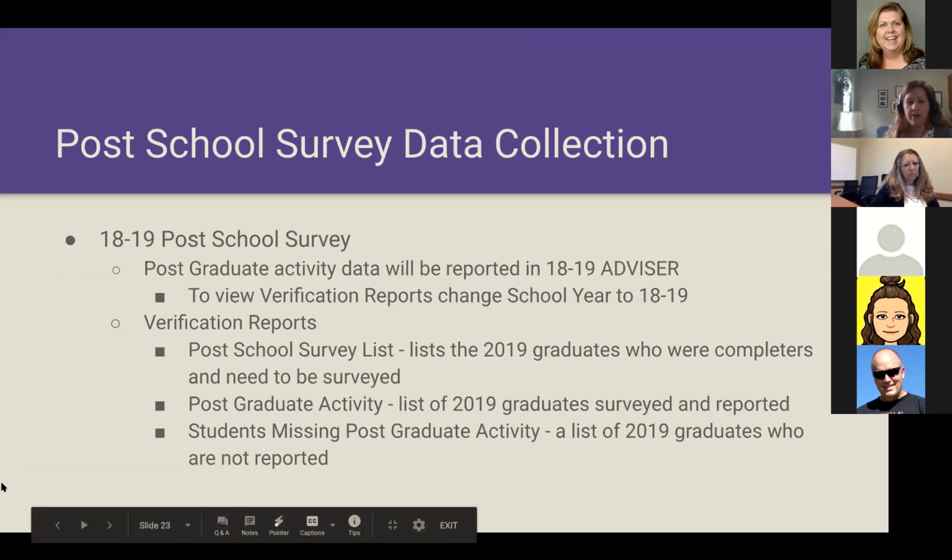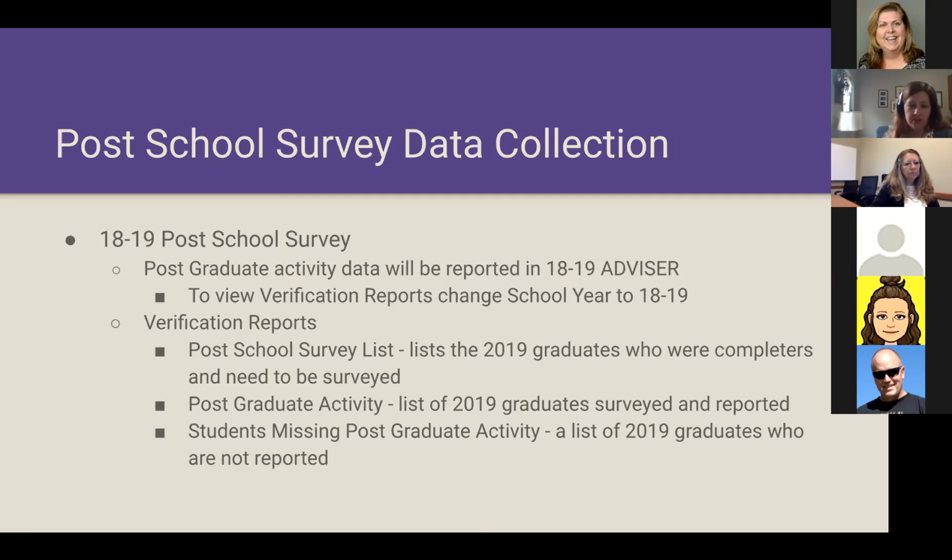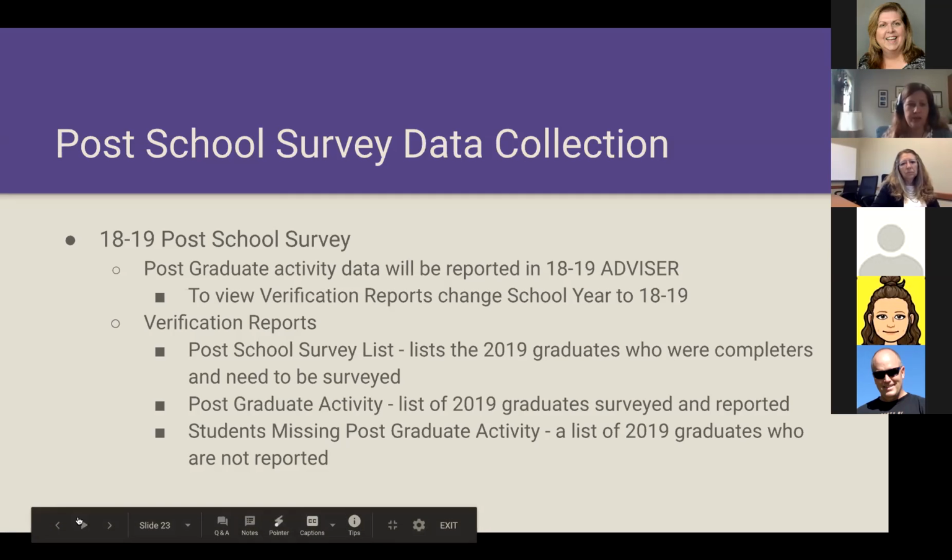There are 3 verification reports you can look at. The post-school survey list tells you who the completers are that need to be surveyed. Then you've got the activity report, which shows the ones that have been surveyed and Advisor is seeing their data. And then there are the kiddos that are missing that, and there could still be kiddos in this report because you may not have information on everybody who graduated as a concentrator.